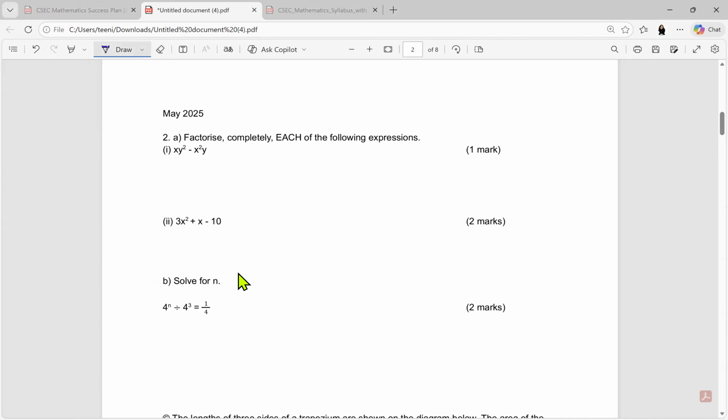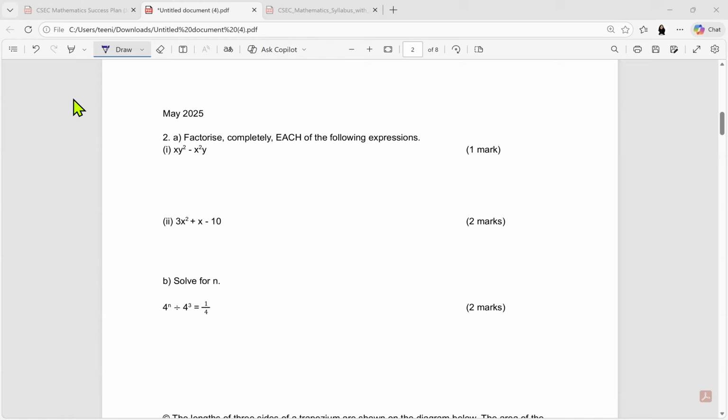Let's see. So miss, 2 part A is just the same thing. The answer is you just put x, then y squared take away x squared y, equals to xy bracket y take away x close brackets. All right, let's see. I think it's correct.